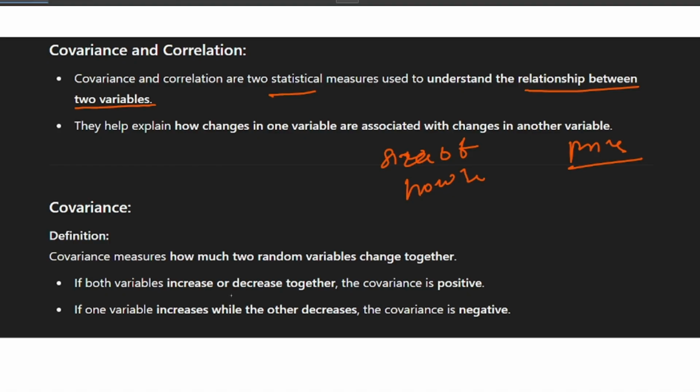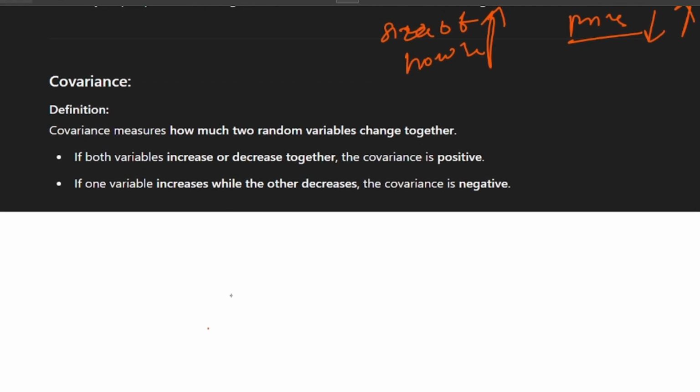Okay, they help explain how a change in one variable is associated with a change in another variable. What does it mean? It means if the size of the house is increasing, how is the price of that house affected, is it increasing or decreasing, right? So that's why we use covariance and correlation. In these two terms we will first see covariance, then we will move forward with correlation, right?